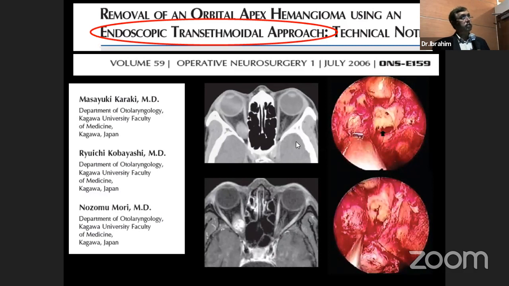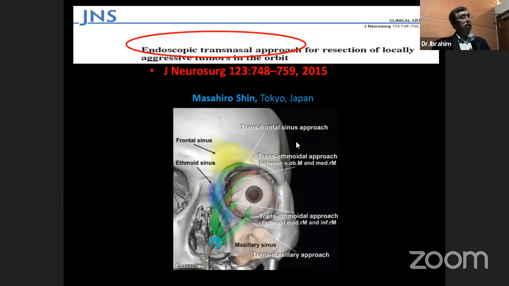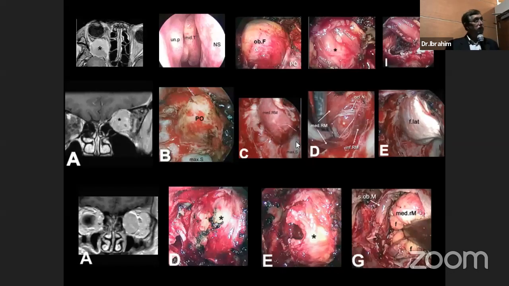Endoscopy in the nasal or transethmoidal approach, again from Japan. And you can use it for malignant tumors, again from Japan. This is endoscopy for resection of locally aggressive tumors. From here, you can go this way, and this way, and this way, and this way. Endoscopy is the future of neurosurgery. If I am a resident, I would choose to go into endoscopy from now.